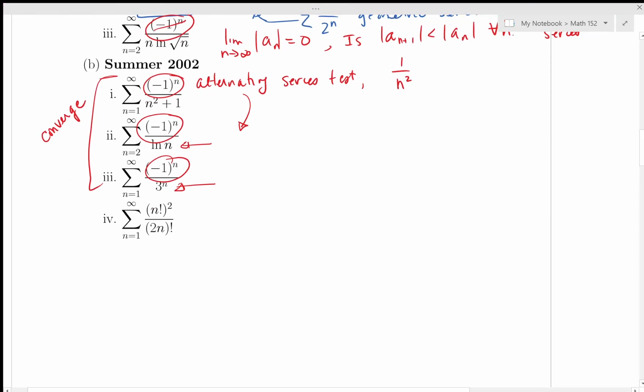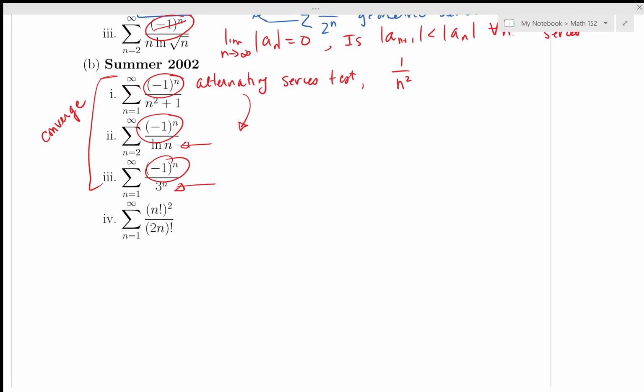Let's take a look at this one here. What am I going to do here? n factorial squared over 2n factorial. This is not so obvious, right? You take n factorial and you square it, or you take 2 times n and you take the factorial. Which one really is growing faster? When I look at this one, it's not as obvious off the top.